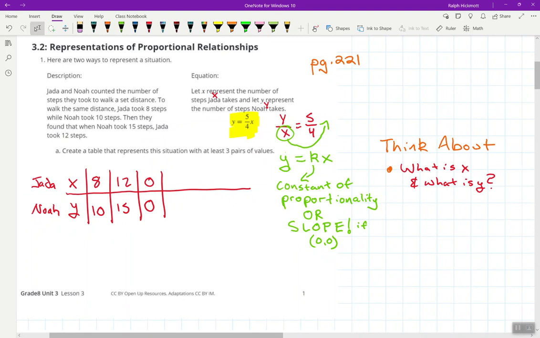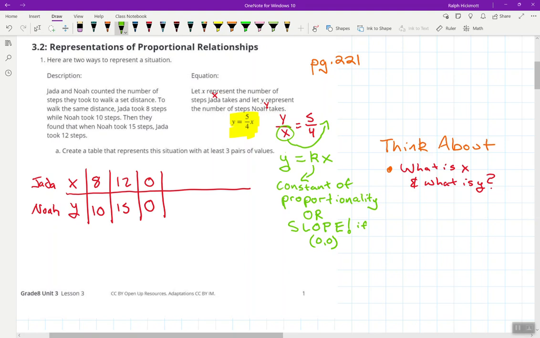So it says in part A, let's create a table that represents this situation with at least 3 pairs of values. Well, in the story problem, they gave us Jada's 8 and Noah's 10 steps and 12 and 15. So I put those in. And don't forget the magic 0, 0. We're going to put those in. Technically, we already have 3. But what I want to do is make sure you know we can use the equation to find more. We're going to add a couple more. Doesn't mean we're going to plot them all, but we're going to add a couple more.